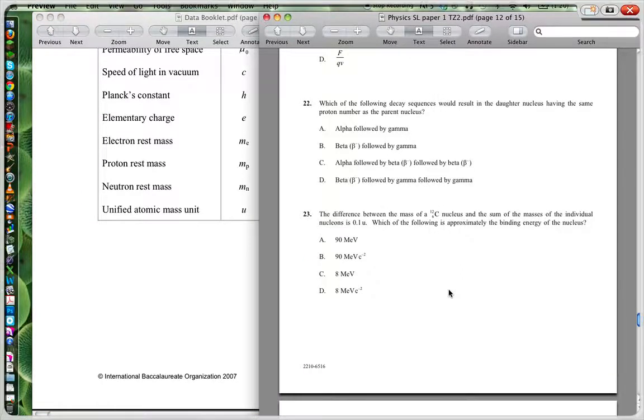Which of the following decay sequences would result in the daughter nucleus having the same proton number as the parent nucleus? So, firstly, just to understand the different types, let's have a look at gamma. Gamma is the release of a high energy light particle. It doesn't actually change the charge of any of the particles inside, but it just leads to a lowering of the energy of the nucleus.